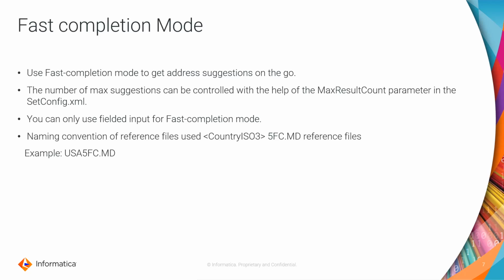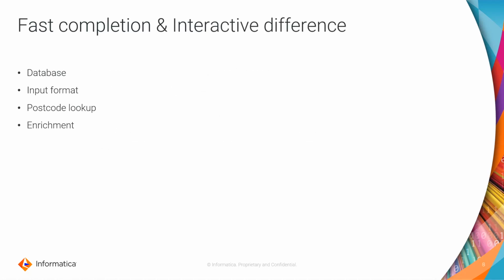The convention of fast completion reference files is country ISO 3 followed by numerical 5 fc.md. For example, the USA fast completion file has the name USA5 fc.md. Now, as we discussed, both the fast completion and interactive mode provide suggestions. So now we will discuss what the differences between these two are.